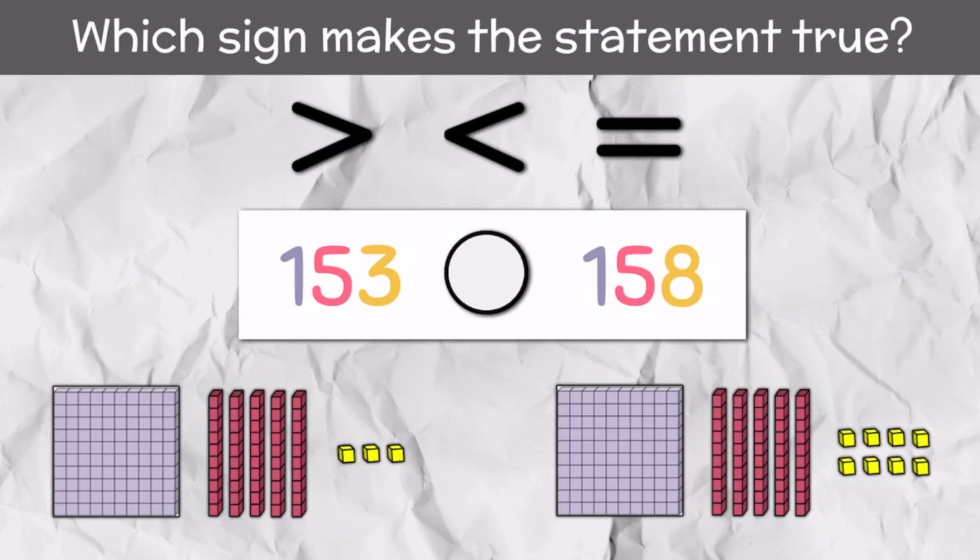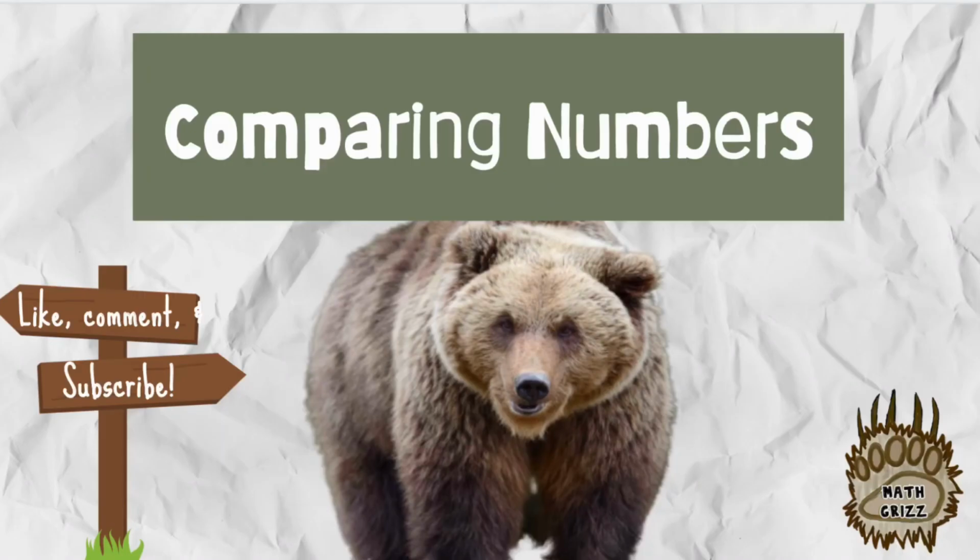If we compare the hundreds, they are the same. Our tens are also the same. So now we have to compare the ones. Is 3 greater than 8 or less than 8? We know that 3 is less than 8. So we will write 153 is less than 158.